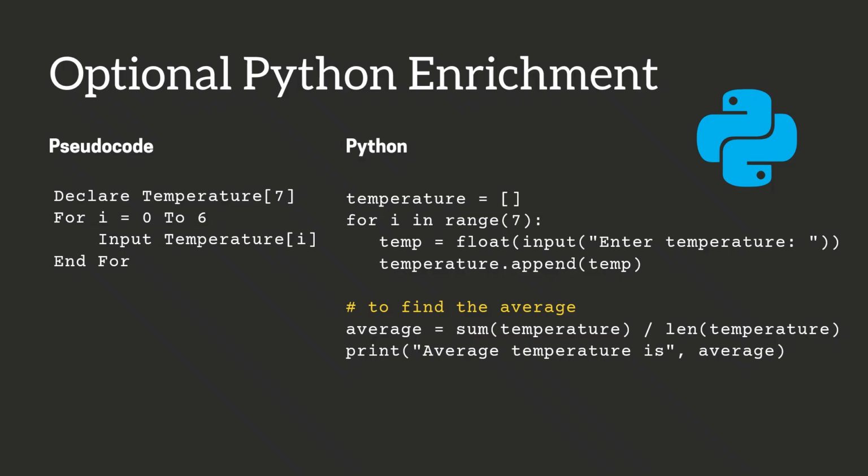Now, if you want to challenge yourself with the optional Python extra credit this week, you'll see that arrays in pseudocode translate to lists in Python. So here's an example, a side-by-side comparison. This is the pseudocode, and this is the Python. And if you want to find the average, this is the code for doing that. Now, notice how Python makes some of this easier, but the logic is still the same. It stores, it processes, and it outputs.